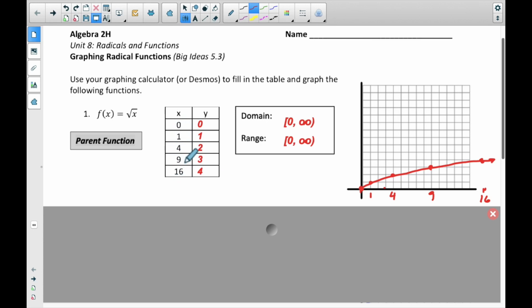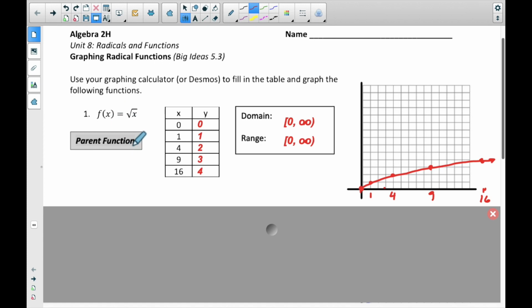First of all, notice the numbers that I put in the X column. I specifically put perfect squares in there. You could put any numbers you want to, but if you put like a 5, you're going to get a decimal answer. So I only chose the X values that were perfect squares so that when I graph it, they were easy to graph. That's why I chose those numbers.